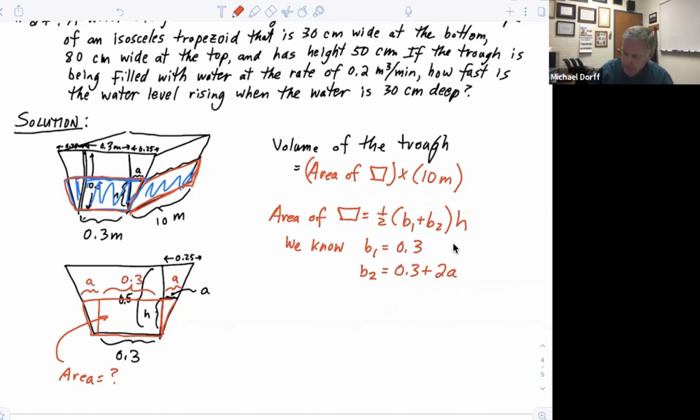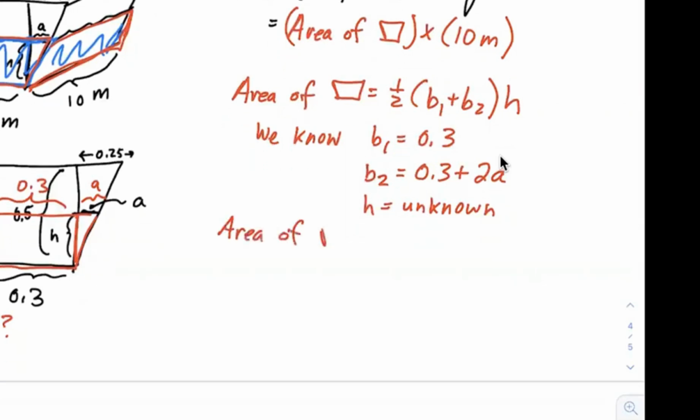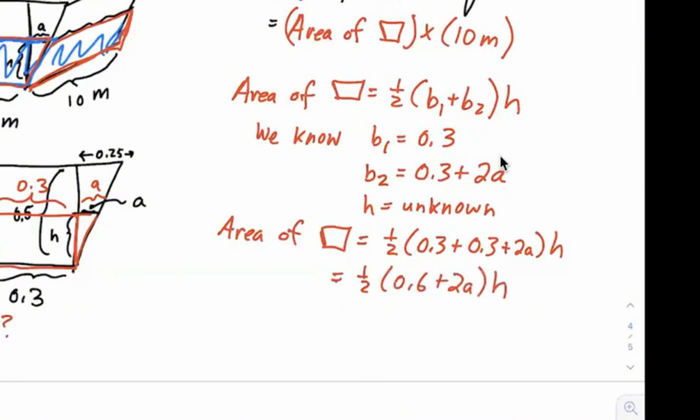So the top of that trapezoid is going to be 0.3 plus 2A. And H is unknown, except that it's unknown right at this point because it keeps increasing and decreasing. The area of the trapezoid is then going to equal 1/2 times B1, which is 0.3, plus B2, which is 0.3 plus 2A, times height, or 1/2 times (0.6 plus 2A) times H.